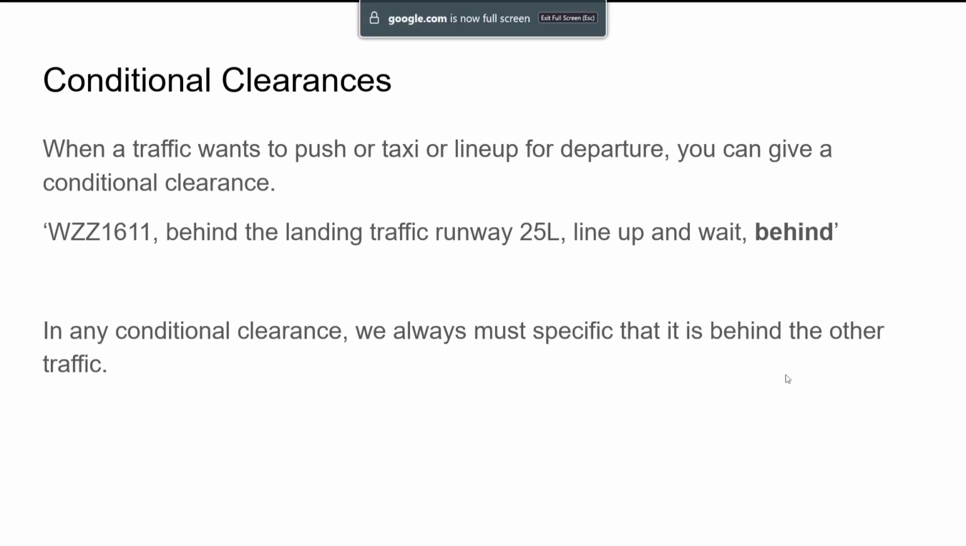Now the final thing I need to talk about is the conditional clearances. When an aircraft wants to push or taxi or line up for departure, you can give a conditional clearance. For example, Wizz Air 1611 behind the landing traffic, runway 25 left, line up behind. We must specify that it is behind just for clarity and to make sure they don't accidentally line up and wait if they didn't catch the first part.